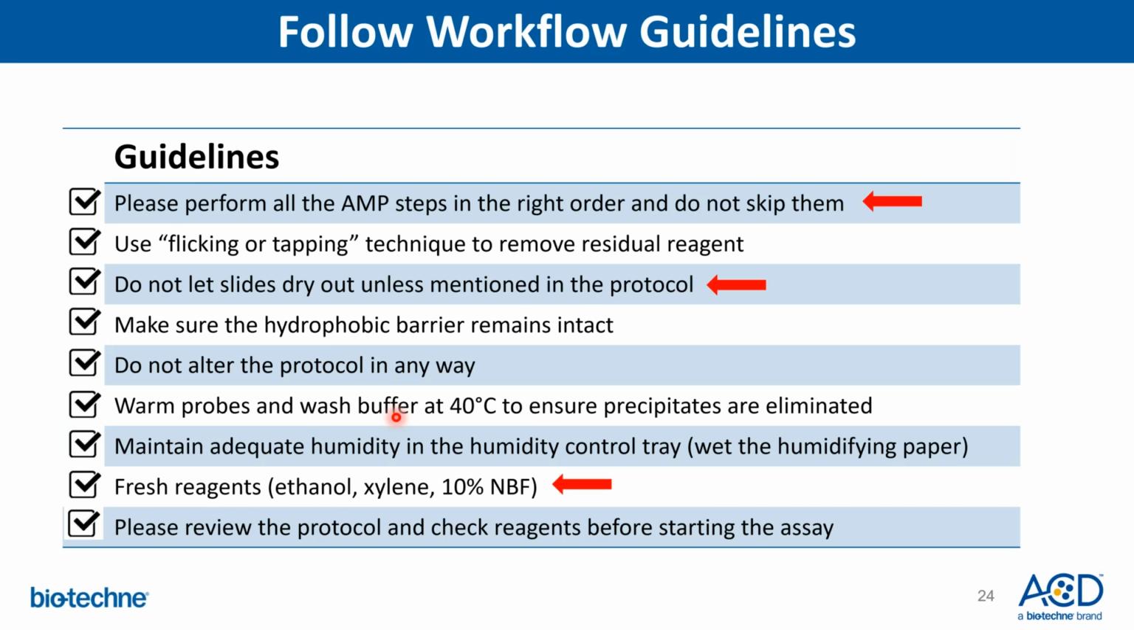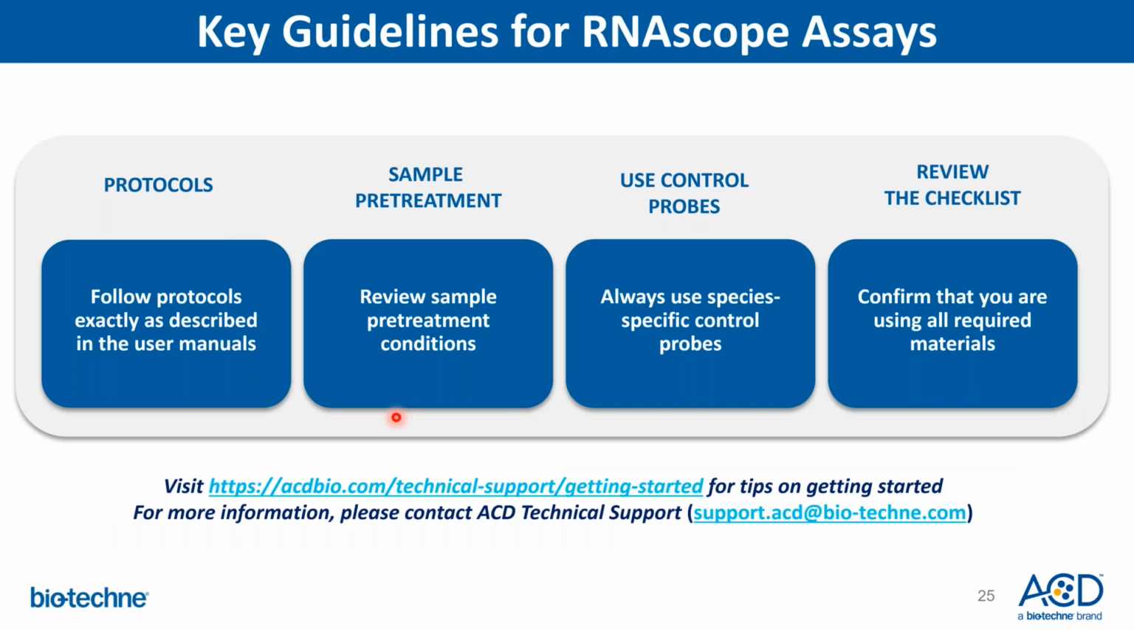And then these are some of the key guidelines overall for performing the assay. To start with, please make sure that you follow the protocols exactly as described in the user manual. Review the sample pretreatment conditions that are applicable to your sample type. The sample pretreatment differs from sample type to sample type, and we'll look at that in one of the slides going forward. Ensure you use control probes that are species specific to determine RNA quality. And then, as I mentioned earlier, make sure you review the checklist before you begin to ensure that you have all the materials that are required. For more information, you may contact ACD technical support at the email address at the bottom of this slide.